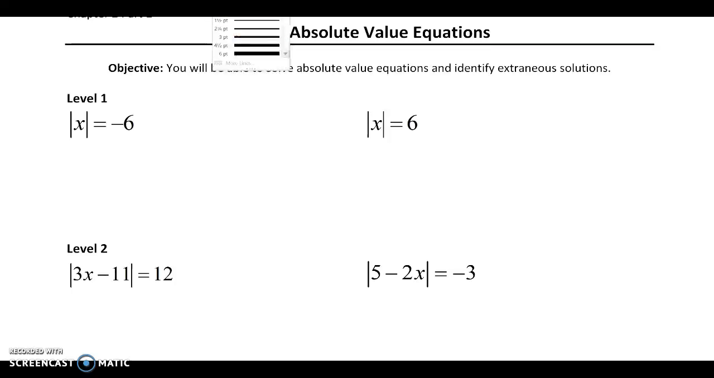Hi everyone. The goal of this video is to learn how to solve absolute value equations and again identify extraneous solutions. So we're going to take a look at some basic problems and then extend our knowledge and apply from there. Level 1 says let's just solve the absolute value of x equaling some number. So starting with the absolute value of x equals -6.